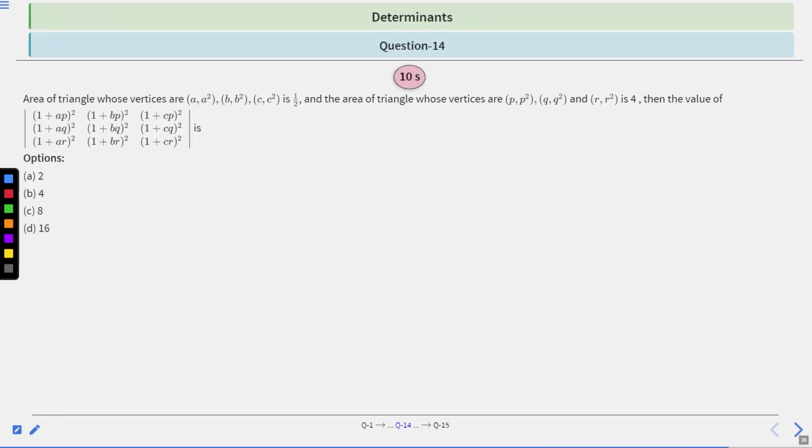Let's move to the next question. Question number 14. The area of the triangle whose vertices are a square, b square, c square is 1 by 2, and the area of the triangle whose vertices are this is 4. Then the value of this determinant is. You have 10 seconds to solve this question. After 10 seconds, we will discuss the solution.